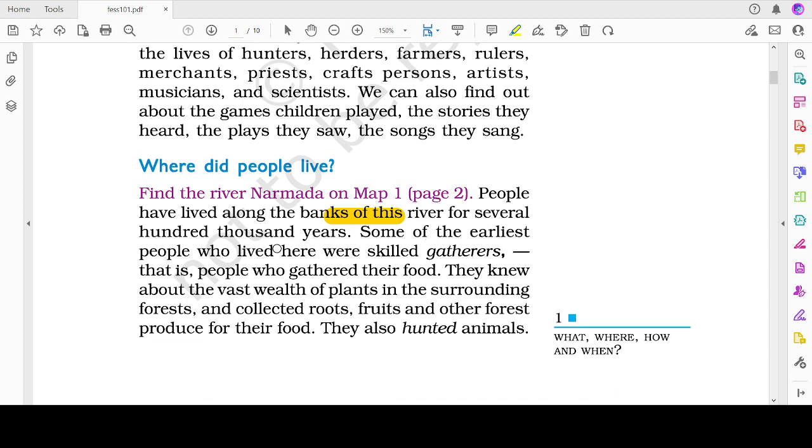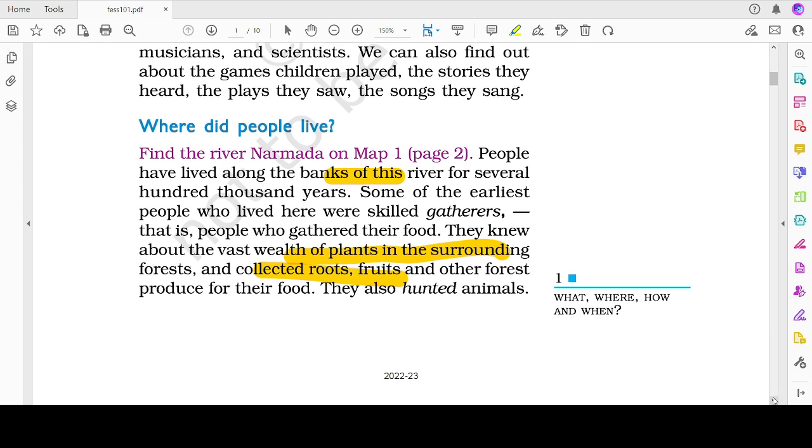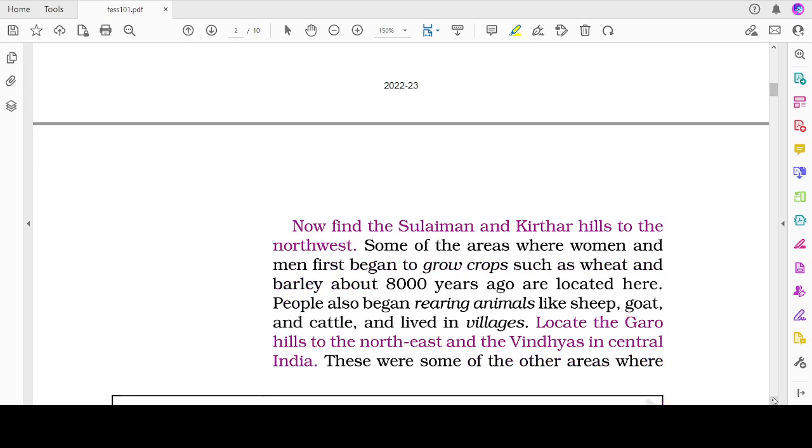Some of the earliest people who lived here were skilled gatherers, that is, people who gathered their food. They knew about the vast wealth of plants in the surrounding forests and collected roots, fruits and other forest produce for food. They also hunted animals. When people were living on the banks of the river, obviously animals would be coming to drink water. They would kill those animals and have them as food.